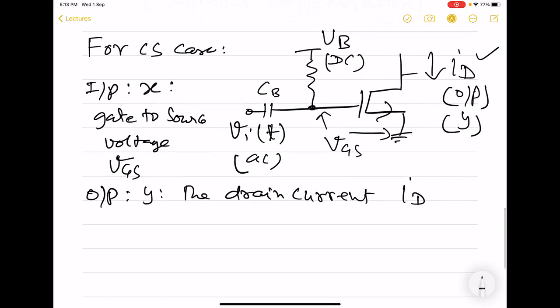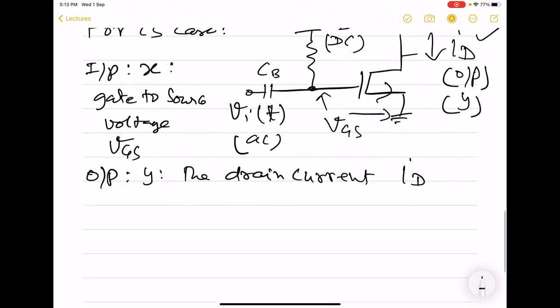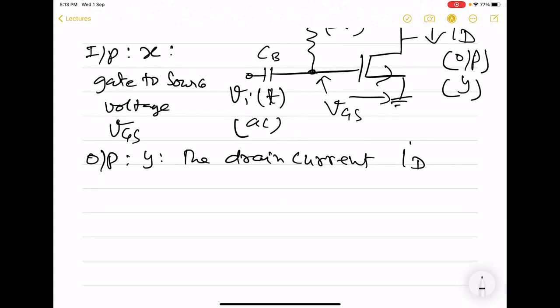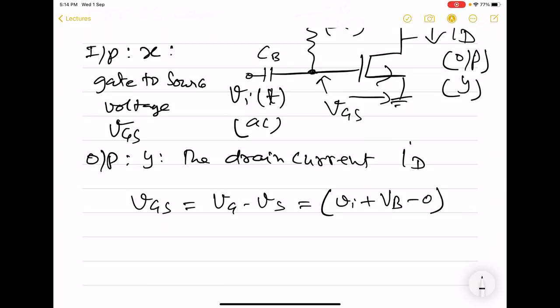So in general, the drain current will also have these two components. So here the total gate to source voltage is going to be the gate minus the source voltage. In this case, the gate is connected to both DC and AC, so this VI is the AC part and VB is the DC part. Source is grounded in this case.